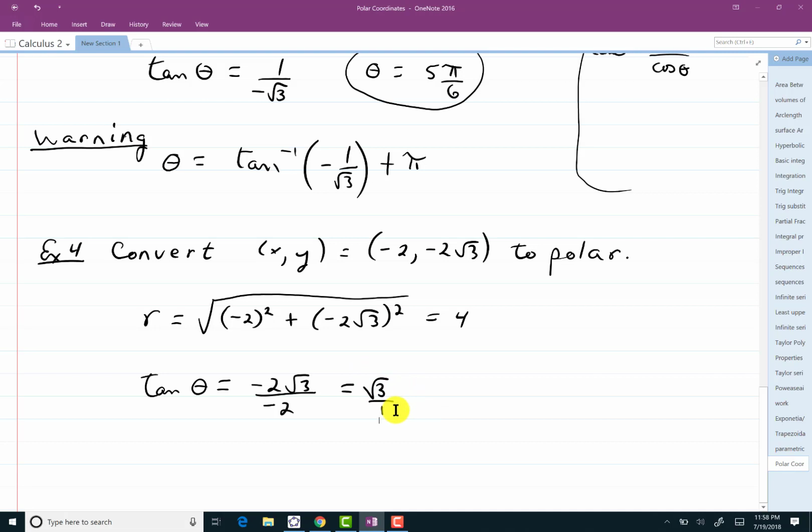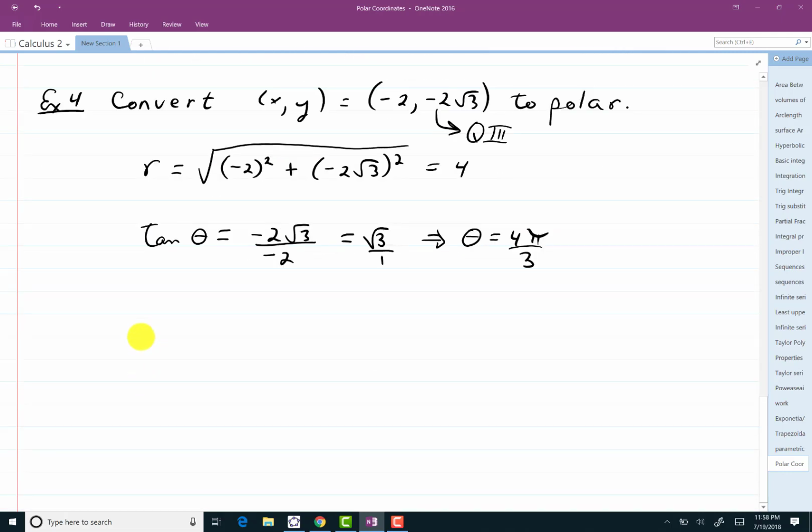Which pi over 3 is it? Well, come and take a look at the quadrant we're in. The point itself is in quadrant 3. Well, what kind of a pi over 3 is in quadrant 3? 4 pi over 3. If you just try to do arctangent of radical 3, your calculator would give you an answer of pi over 3. So you have to do the same game as before and add pi.